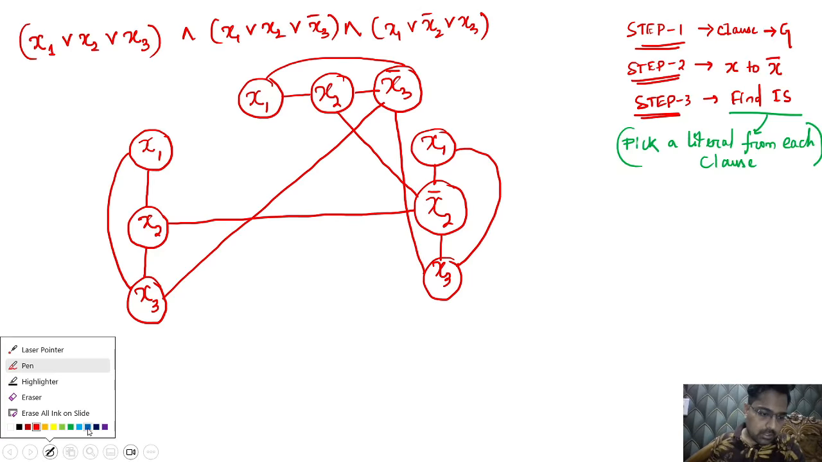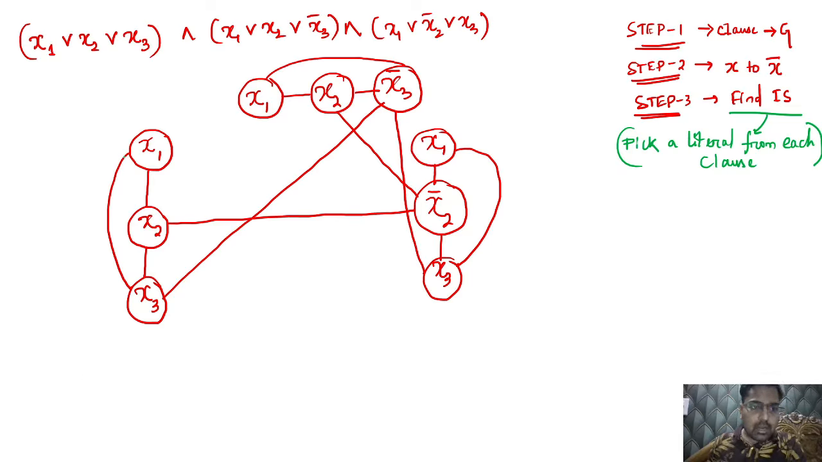Now I'm just picking one. Either you can pick x1, x2, x3, any of these can be picked. I'm just picking x1. You can pick x2 also, not an issue. Once I'm picking x1, I have to remove this one. Why? Because in an independent set, if I say x2 will be picked and x1 will be picked simultaneously, it is not possible. Why? Because independent set says, if I'm picking one node, I have to remove all the vertices connected by edges.